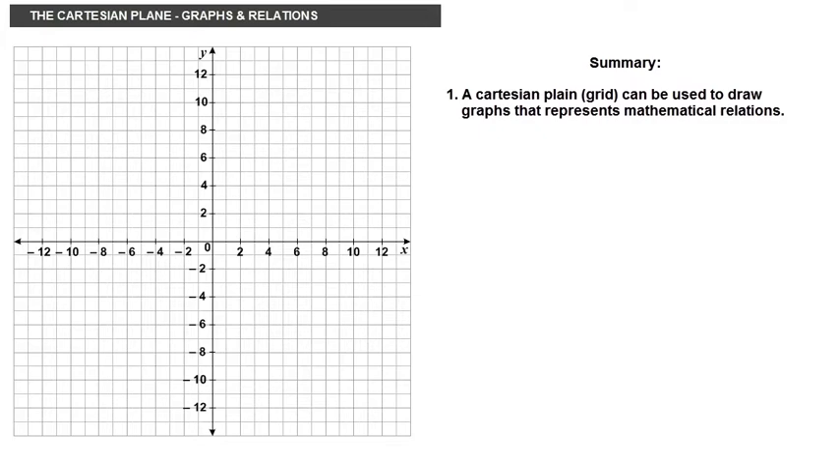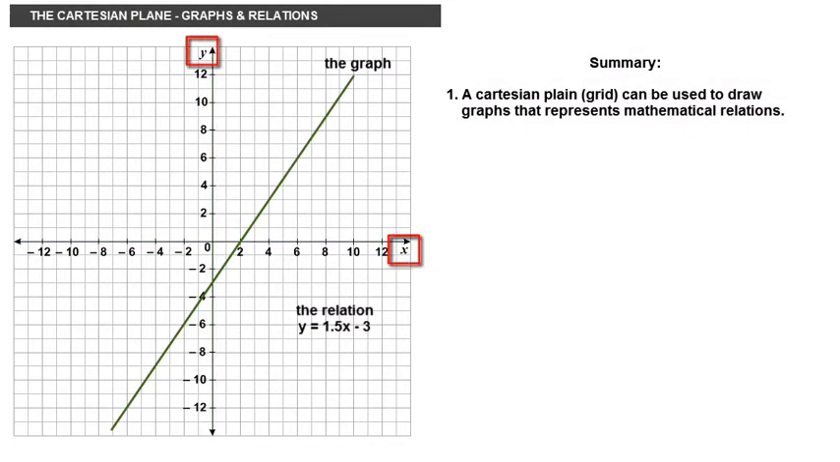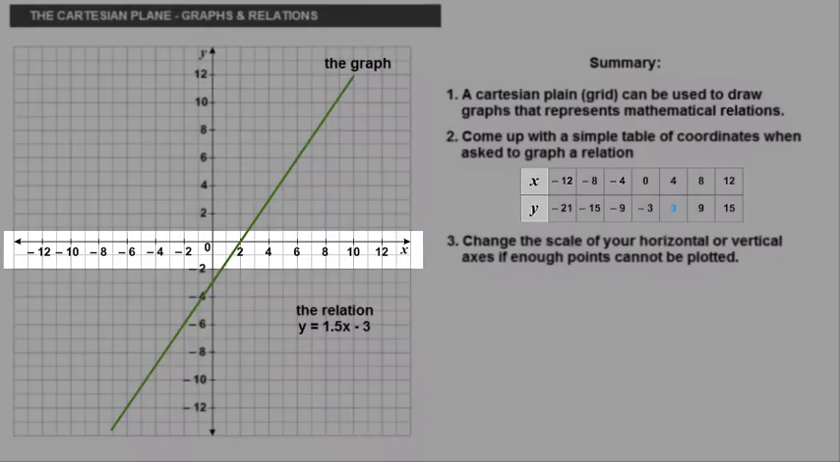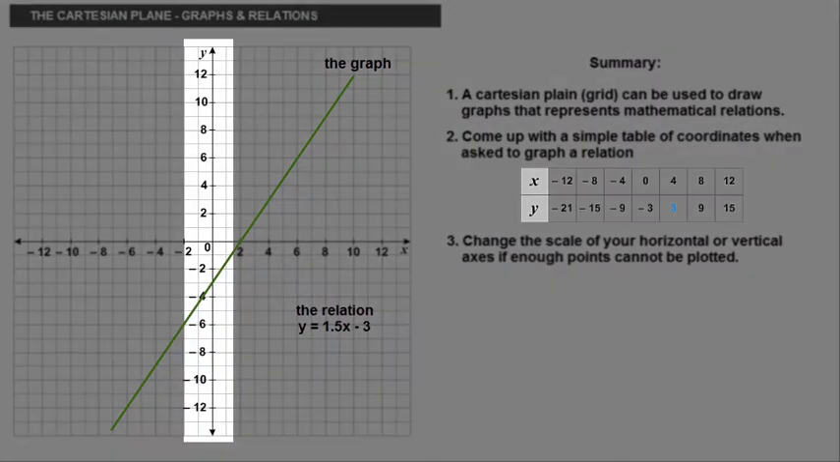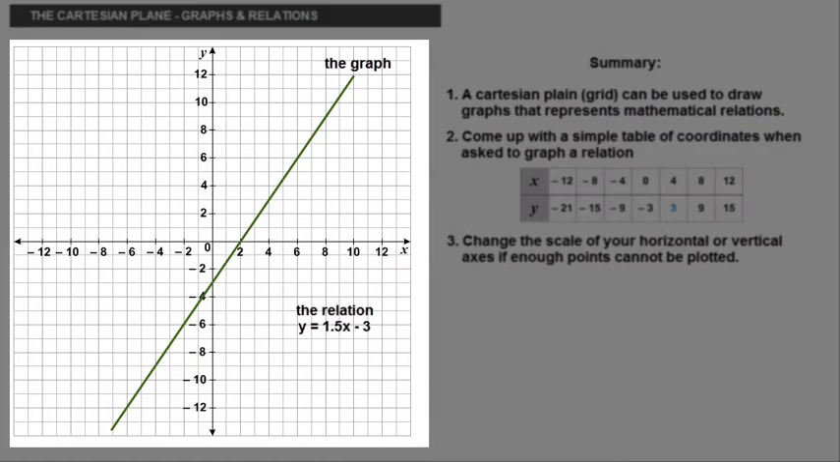Point number 1. A two-dimensional Cartesian plane can be used to illustrate a relation between two variables in the form of a graph. Point number 2. It is good to come up with a simple table of x and y values to derive coordinates for the graph. Point number 3. The scale you have used for your Cartesian plane or grid determines if all the obtained coordinates can be plotted. If it is necessary to plot each and every point, then rescale your grid to accommodate them.